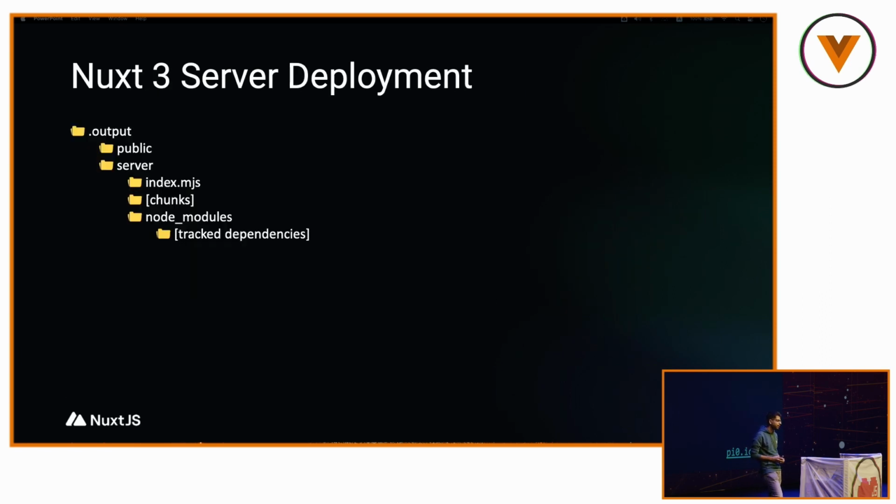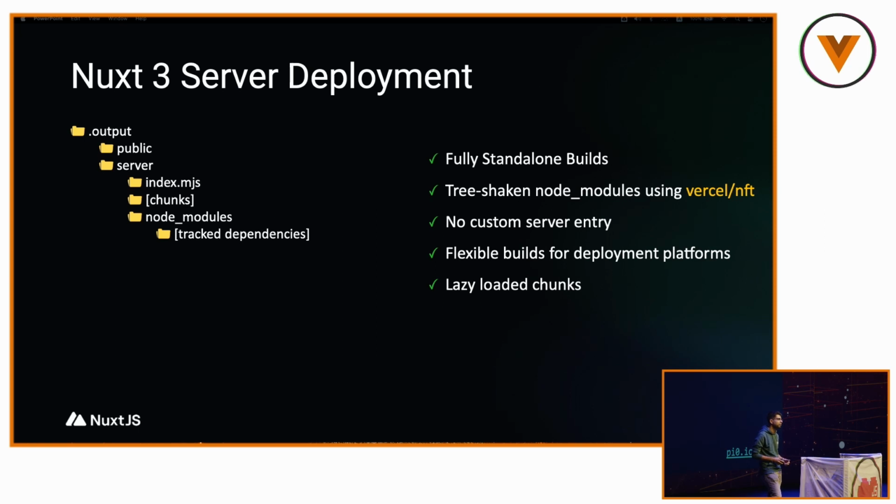And as you can see, the deployment in Nuxt 3 is now much easier. When you use Nuxt build, it generates a super portable output directory with required public files, a tree-shaken version of the node modules. It's not node modules, it's just the dependencies that are required with the same structure, and every possible server chunk that is required.